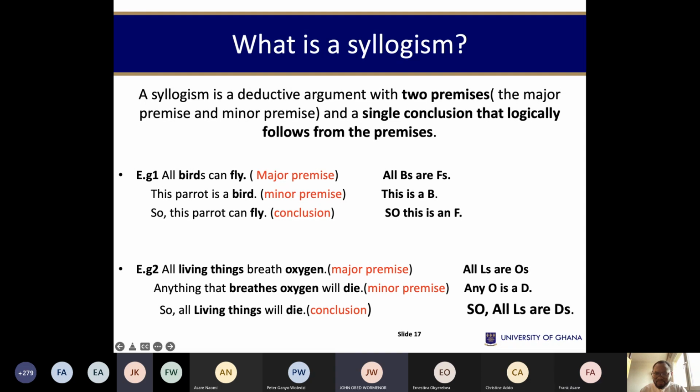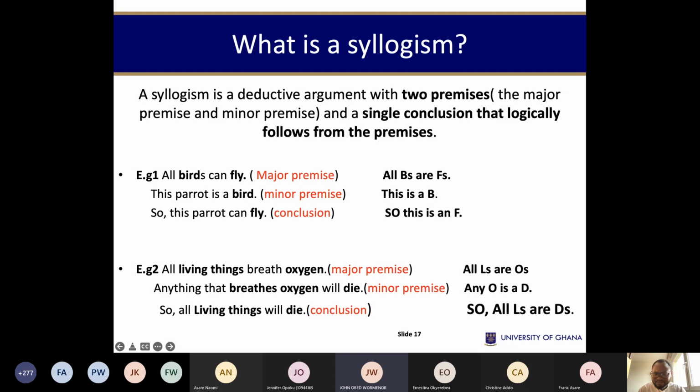Jennifer, let me listen to you. All headmasters are disciplinarians. Mr. Lomoto is a headmaster. So Mr. Lomoto is a disciplinarian. Great. So for the next example, I want the people that I'll be calling to give me examples of universal negation in syllogistic form.